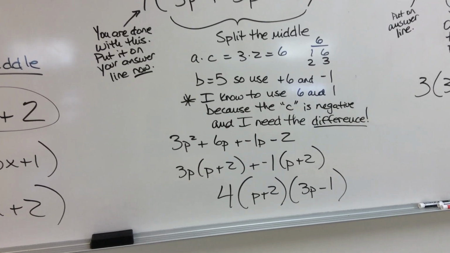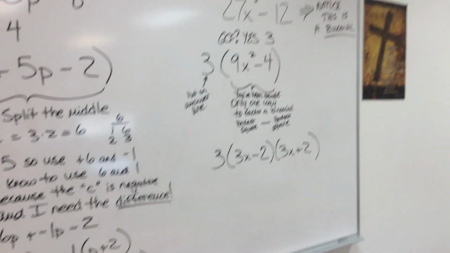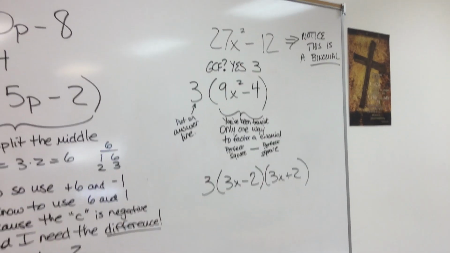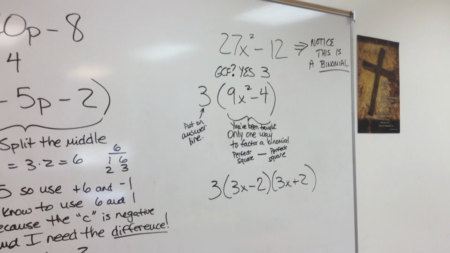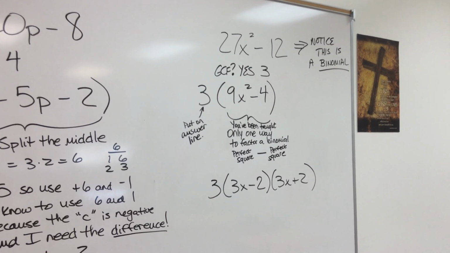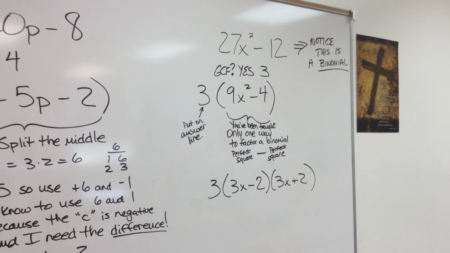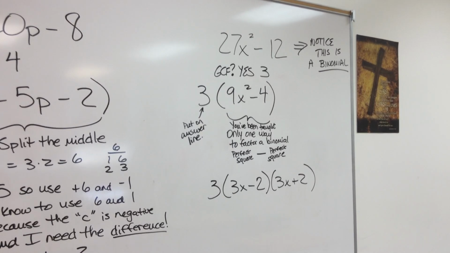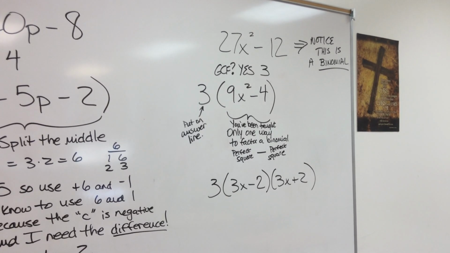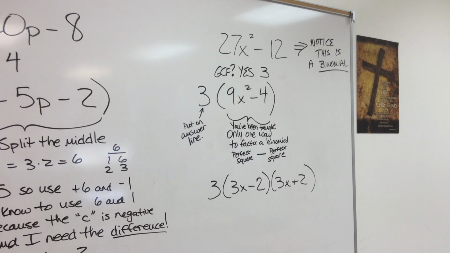Last example. You have to notice right away when you're asked to factor something if it's a binomial. We treat it the same at first. We take out the greatest common factor. Here we have a 3. Now we rewrite it. You have only been taught one way to factor a binomial.